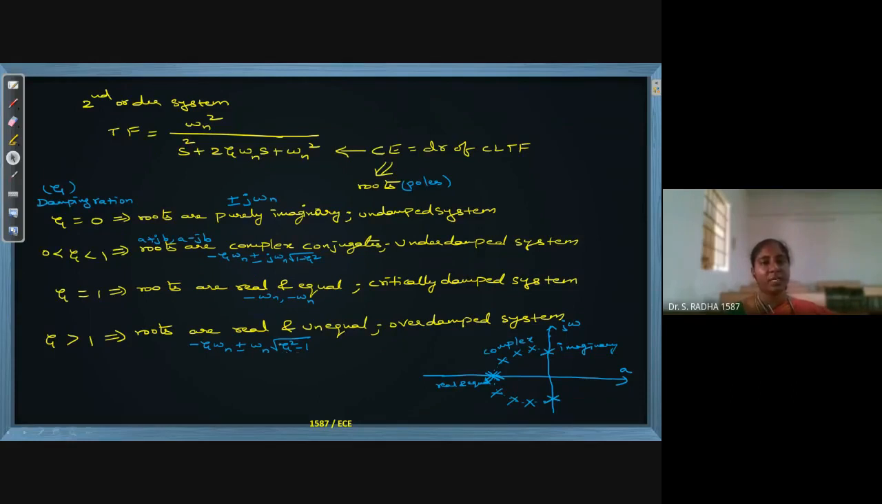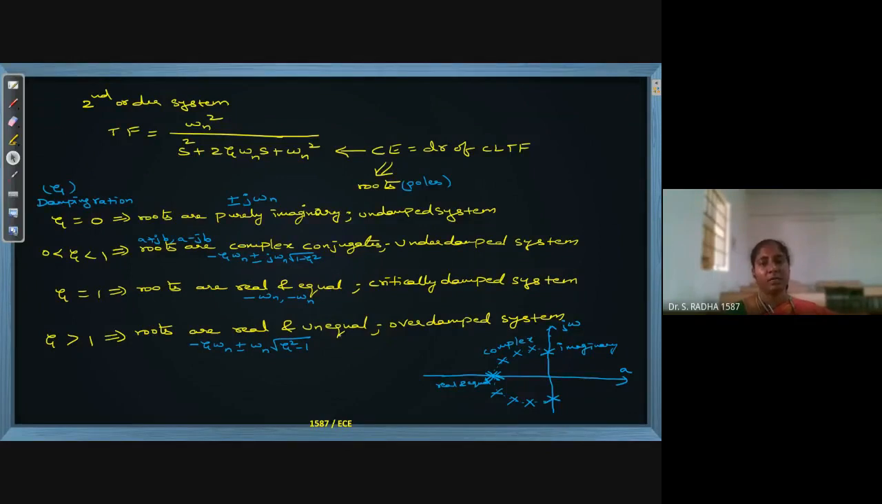Eta value greater than 1. So inside the square root, I should write eta square first, minus 1 I have to write afterwards. Okay. So second case, fourth case, equations are little difficult, means you can just relax, no problem. First and third case, you have to remember the roots: plus j omega n, minus j omega n, minus omega n, minus omega n. Okay.